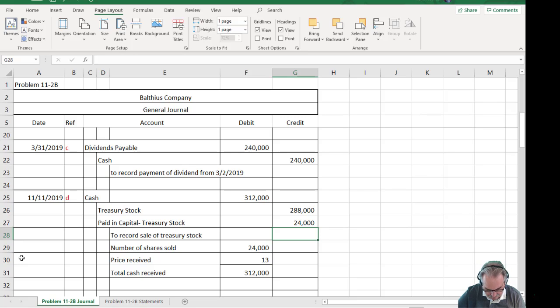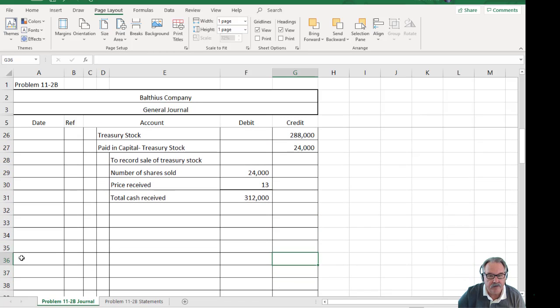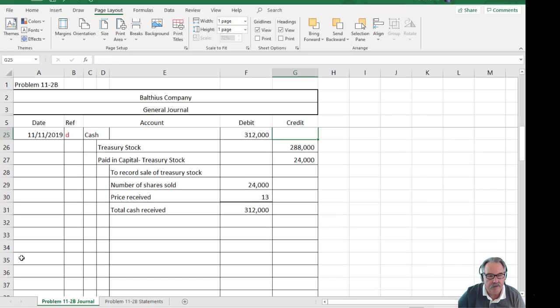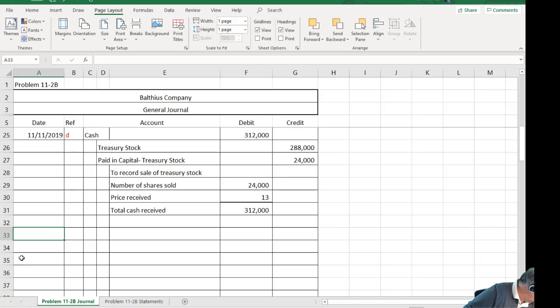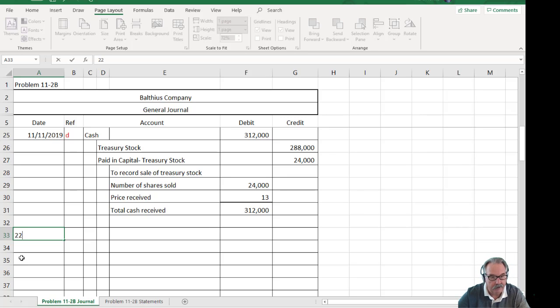Then we sold some more. We sold the rest of them, 16,000 shares, on the 25th. And for some reason, the share price went down to $19.50. So here we're going to debit cash. We're going to now debit paid in capital.